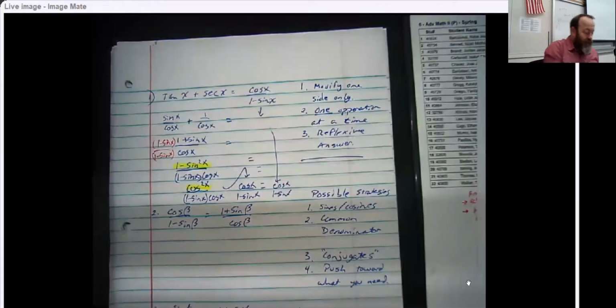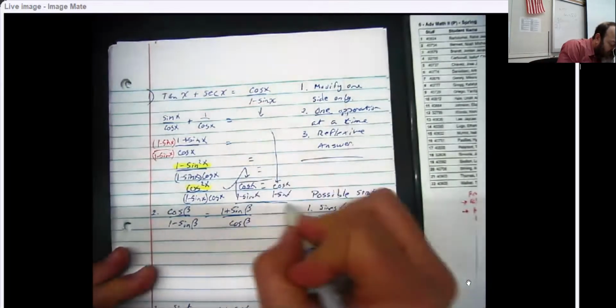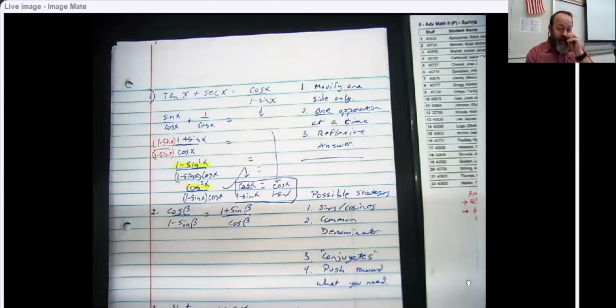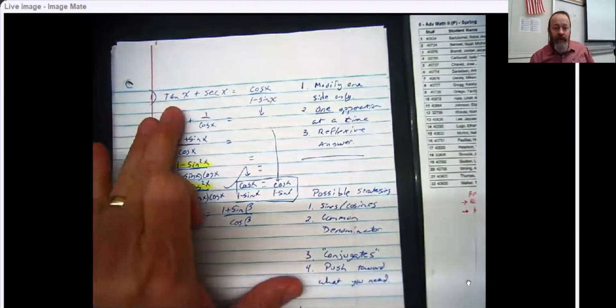My answer is reflexive. And so that means I have demonstrated beyond any doubt that that is actually a true statement, that this value is the same as this one.